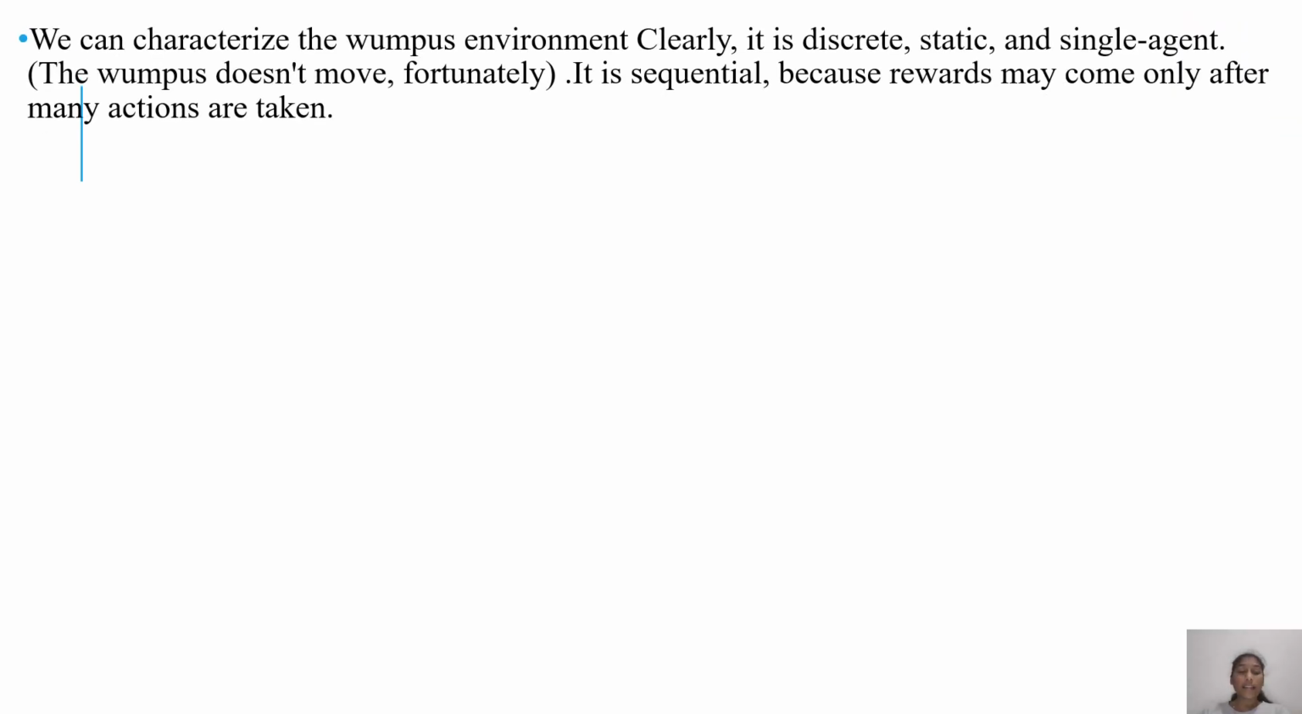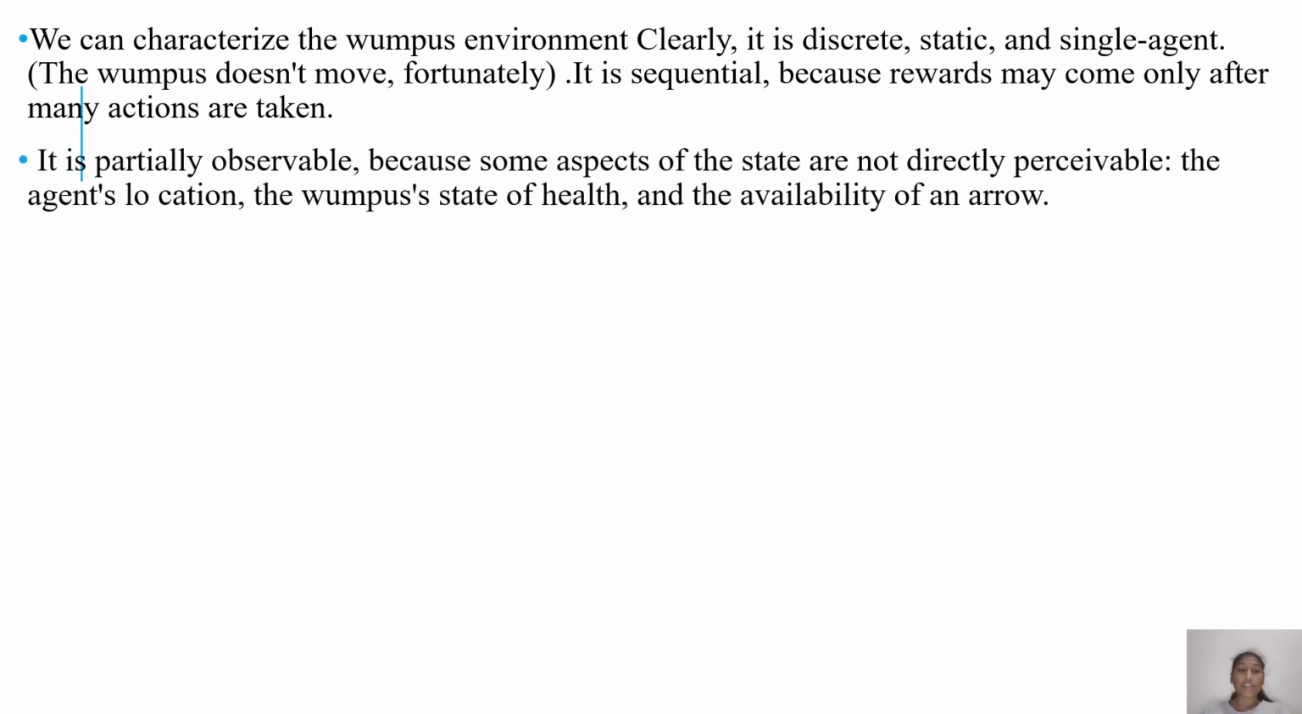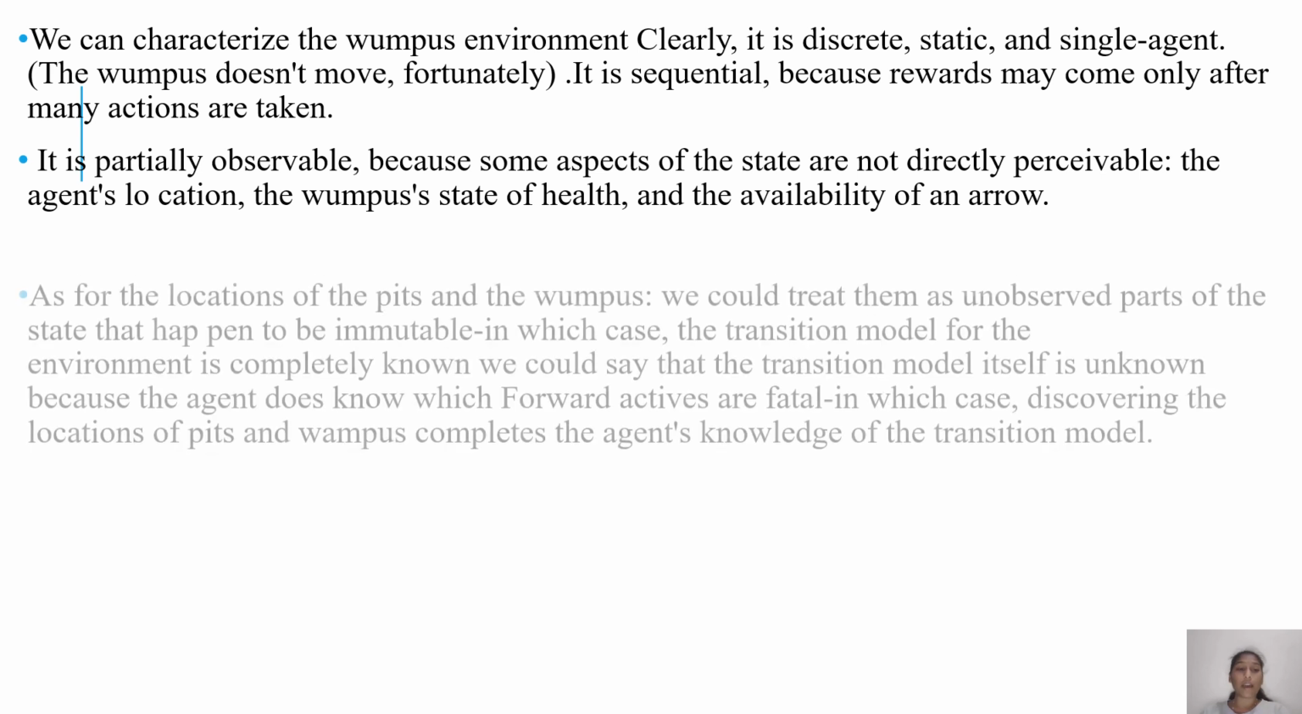We can characterize the Wumpus environment as discrete, static, and single agent, because the Wumpus doesn't move, fortunately. It is sequential, because rewards may come only after many actions are taken. It is partially observable because some aspects of the state are not directly perceivable: the agent's location, the Wumpus's state of health, and the availability of an arrow.